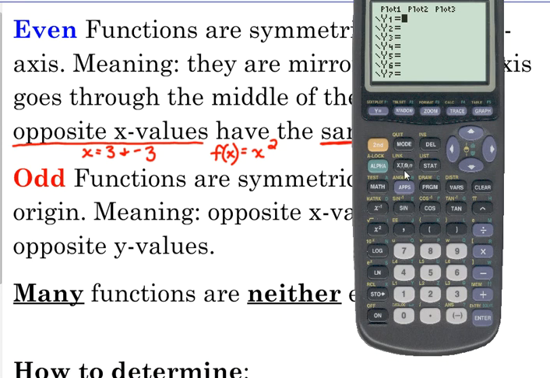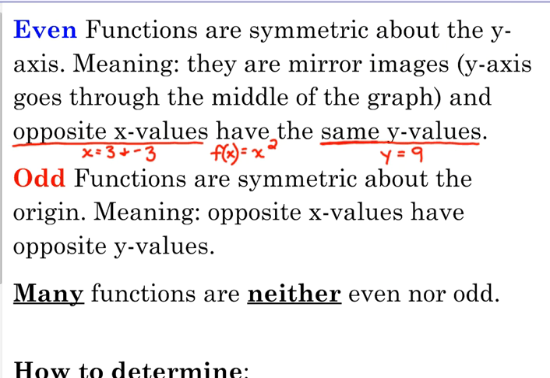So the easiest thing to do, if you're asked are functions even or odd, is to put it in y equals, go to your table, center it up here, where you've got negative 3 on one side, positive 3 on the other end, and you're looking to make sure that these values are mirror images of each other. Okay, 9, 4, 1, 0, 1, 4, 9. Okay, they're mirror images of each other.